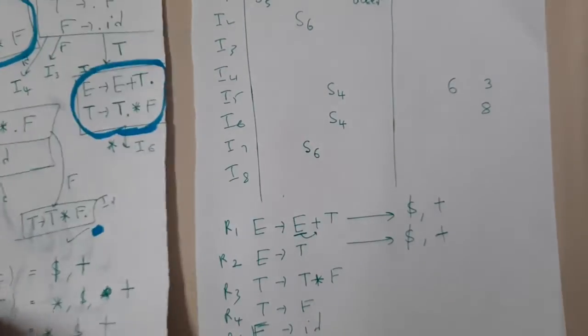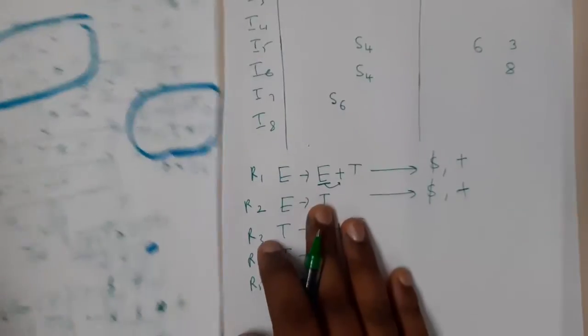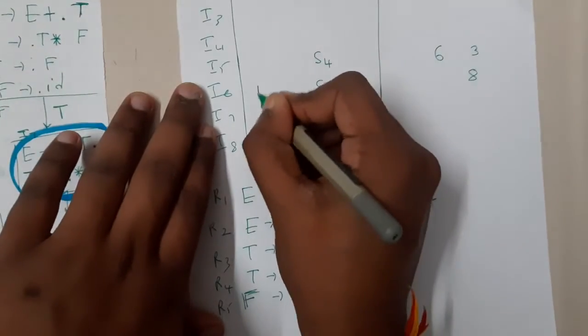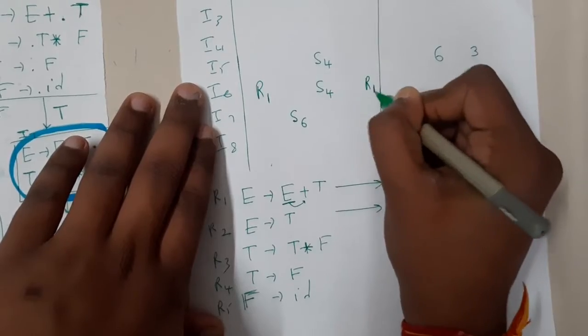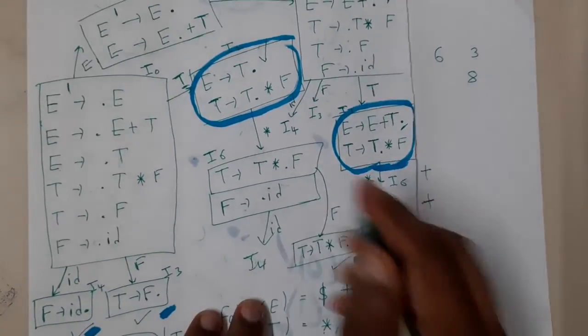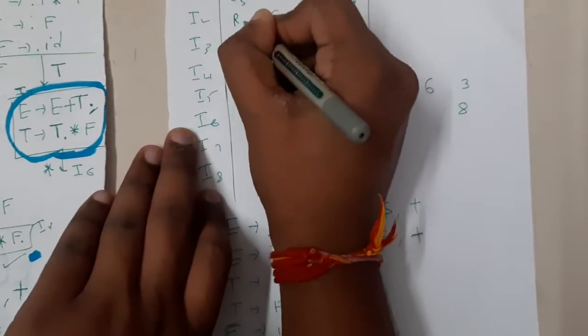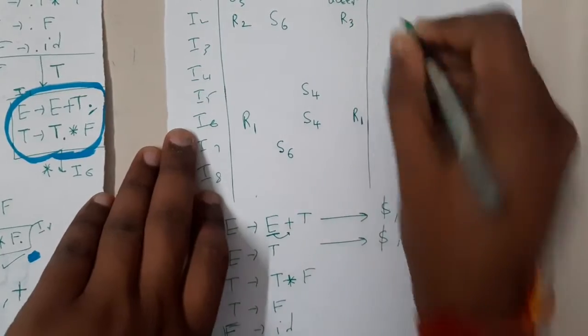So where R1 ended, guys? So where R1 ended here, right? Yes. So in I6 we are going to have R1. And similarly, where the second statement E implies T ended, so E implies T ended at I2. So in I2 also, here we are going to have R2, right?